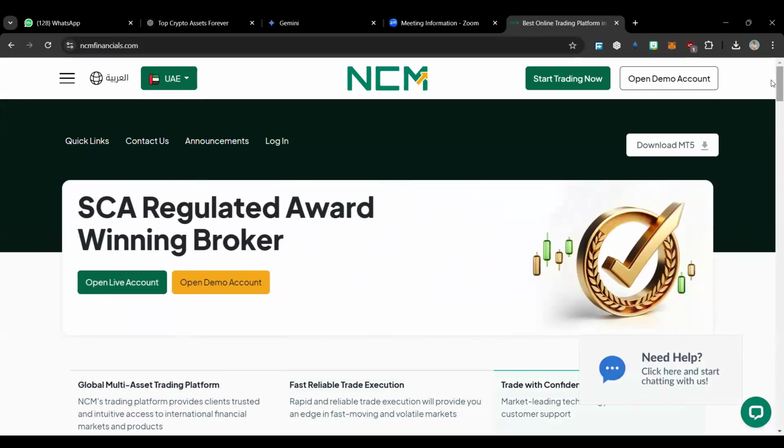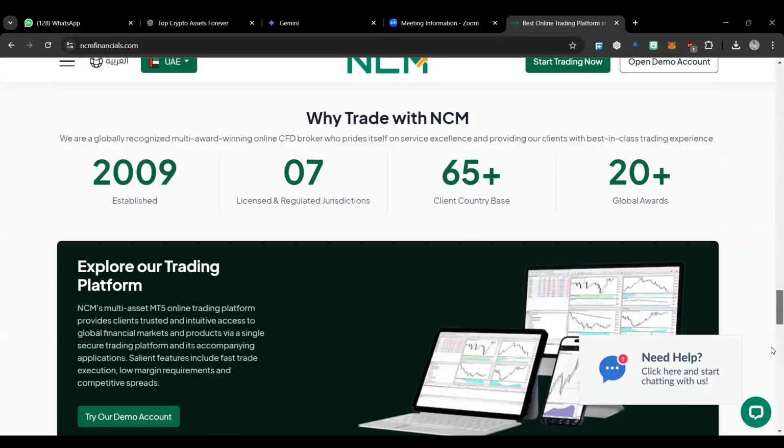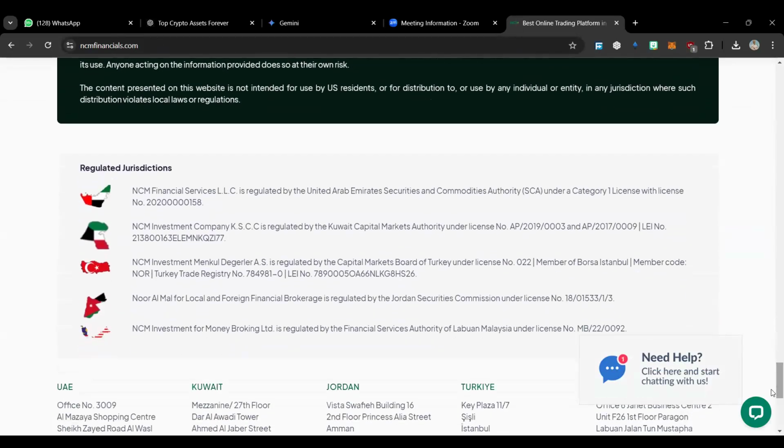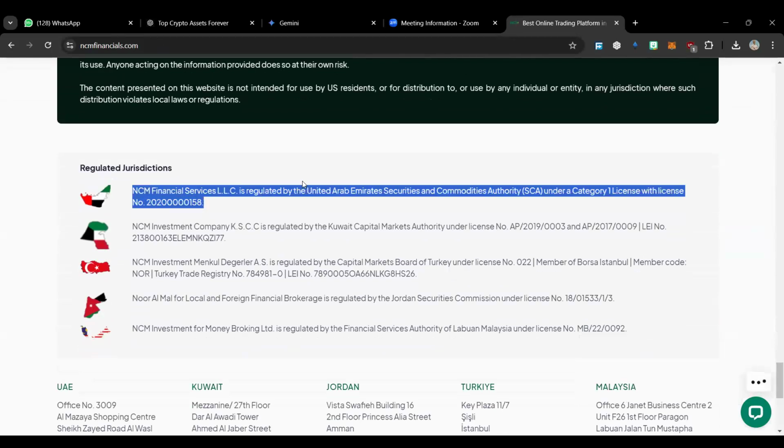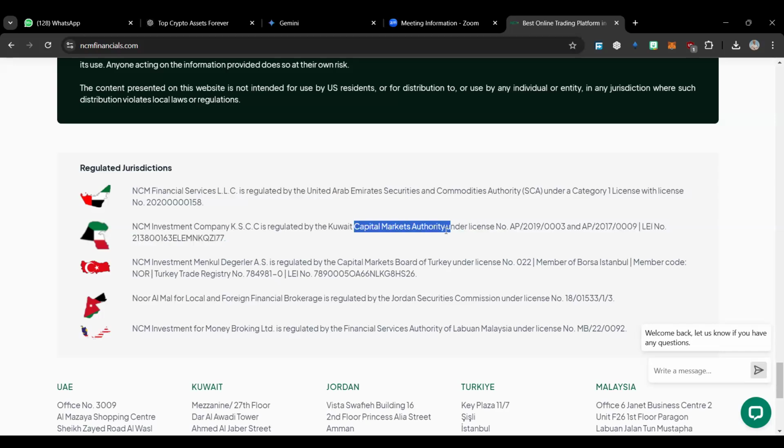How can we know? When you go to any website, you should go to the website's footer or About Us section and they should have full, transparent information. For example, here you can see NCM Financial Services regulated by the United Arab Emirates Securities and Commodities Authority, ESCA, under a category one license. And we also have an office in Kuwait. We are regulated in all countries. In Kuwait, we are regulated by the Capital Markets Authority, and our license numbers are also transparent. We are also regulated in Turkey, Jordan, and Labuan, Malaysia. This is one of the ways of identifying if a broker is regulated or not. Okay, let's go back to our presentation.